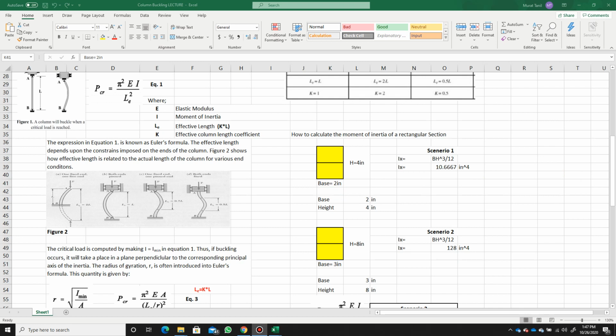Get a rectangular shaped object between your hands. Make sure it's slender and try to apply a load with your hands, and you will see that this rectangular shaped object will buckle about its weak axis where the width is smaller. In other words, it's the least. In this case, it is 2 inches.